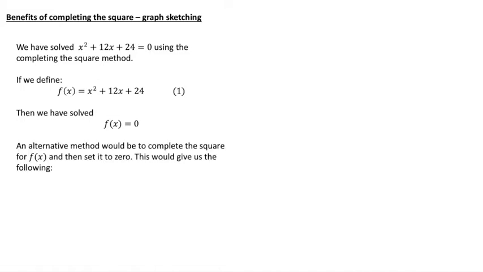But an alternative method would be to complete the square for f of x and then set it to 0. So this would give us the following. f of x equals x plus 6 squared minus 12.